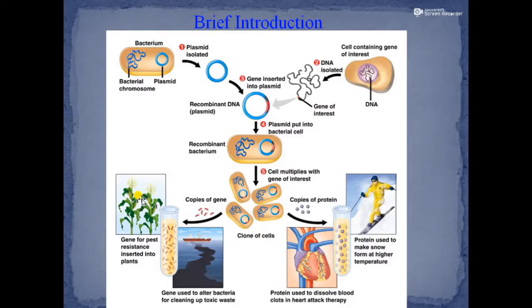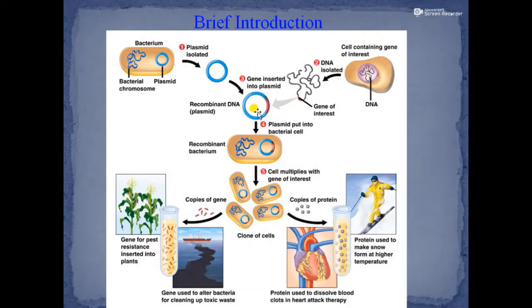Whatever be the reason, the basic concept of recombinant DNA technology is that the gene of interest is cut from its original location and combined with a vector molecule. A vector molecule is something which can carry your gene of interest, and they are glued together using certain enzymes called ligases, and as a result you will get a recombinant.